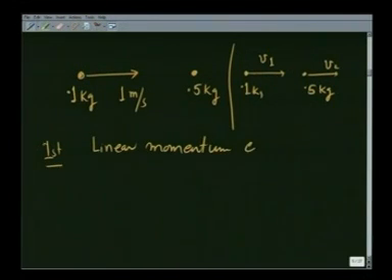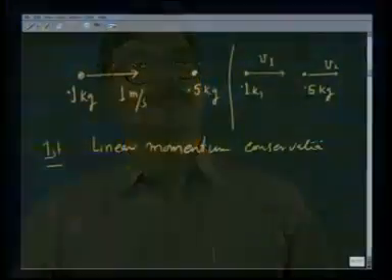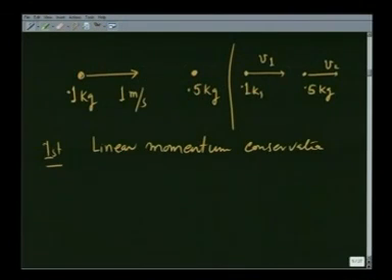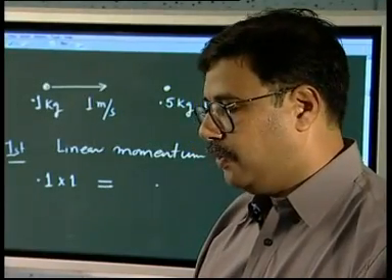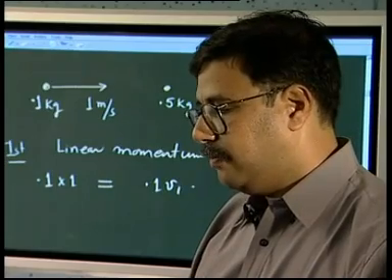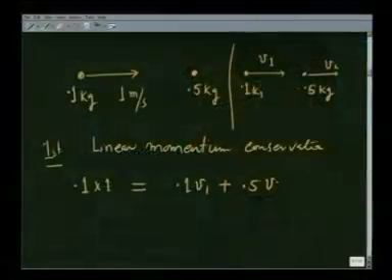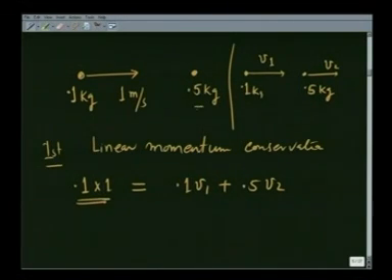momentum conservation. Because there is no external force, these things are moving in a horizontal plane. Therefore, I must have 0.1 times 1, that is the initial momentum, must be equal to 0.1 v1 plus 0.5 v2. This is the momentum to start with. This particle has no velocity, so 0 momentum, and therefore, I have 1 equals v1 plus 5 v2. That is my equation 1.